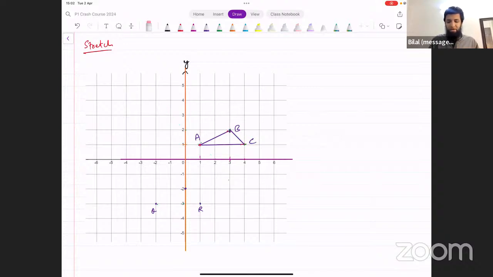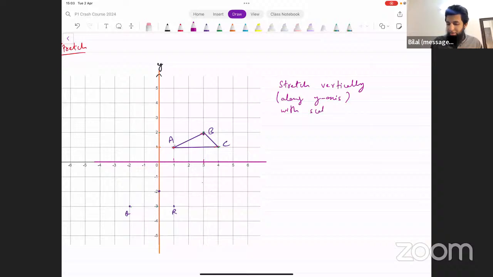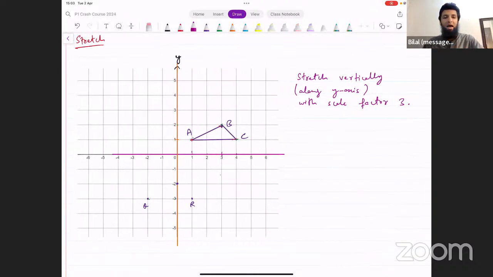Let me just erase this diagram first. So we have this triangle ABC. And now let's say we want to stretch ABC along the y-axis, or you could also say vertically. Stretch vertically, that means along the y-axis, with scale factor, let's say, 3. So earlier we did enlargement. Now we're saying, how do we stretch this diagram by a scale factor of 3 in the vertical direction?